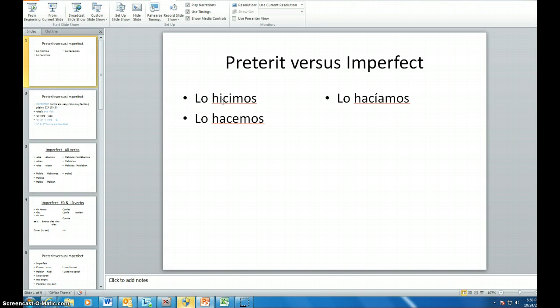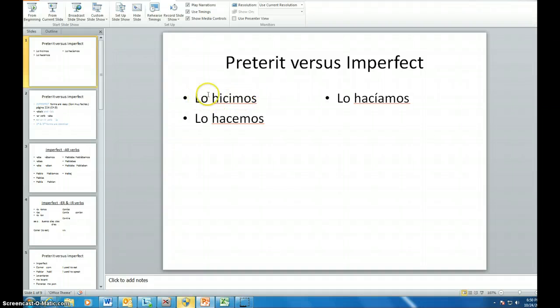What y'all need to know is that there's two types of past tense in Spanish. You're going to need to learn them in the next 5, 6, 7 weeks, whatever's left of the semester. One's called preterite, the other's called imperfect. Dora sings her song with Boots in the preterite tense. That's what this is. Lo hicimos.